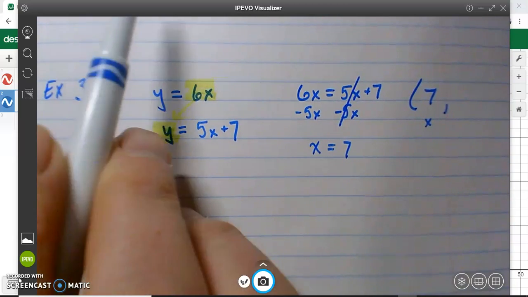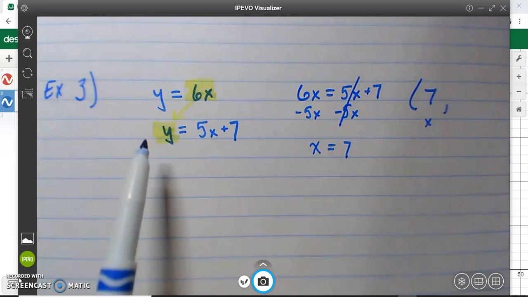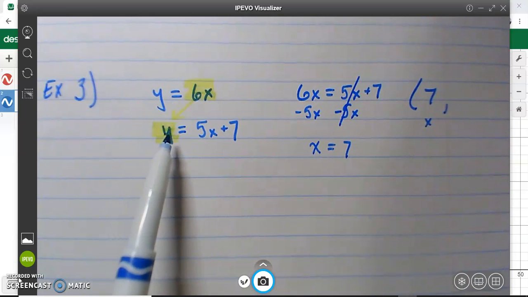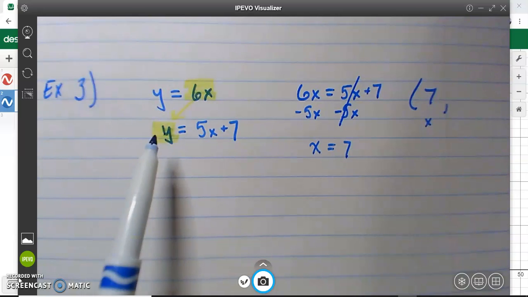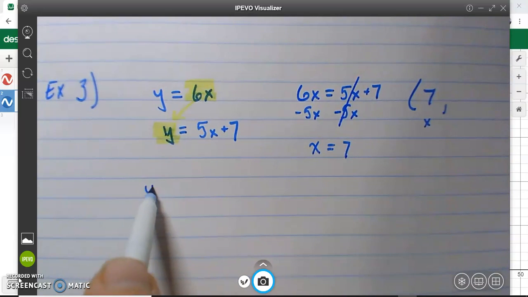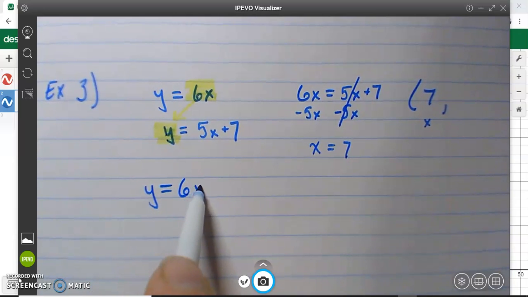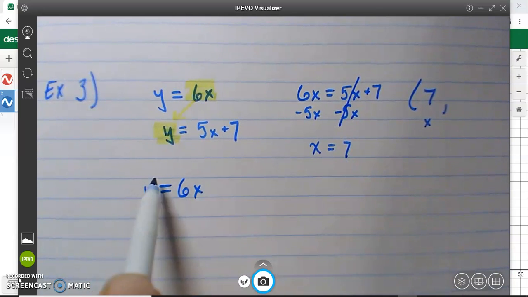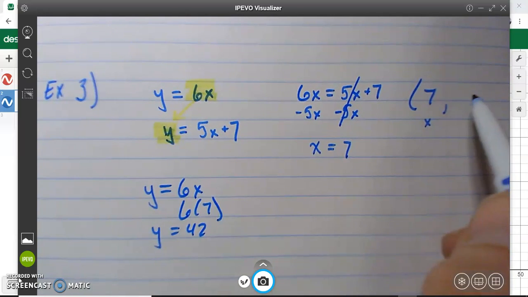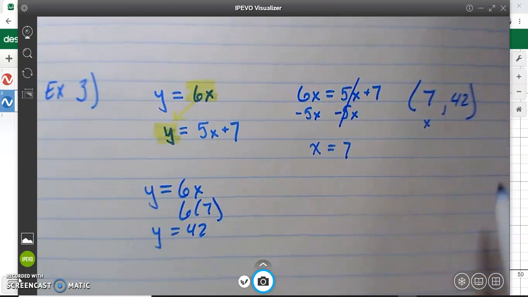On the last example, the y was given to me, but in this case, I don't know. So I get to choose either one of these equations. Both of these equations will give me the value of y. I just get to choose whichever one I'd like. I'm going to choose the top equation because I believe it looks easier. Y equals 6x. If I plug in this x into this, 6 times 7 is 42. So I know my y value is 42.